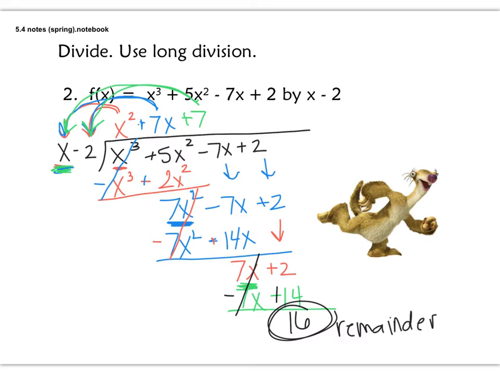So our remainder, do not use the giant R. We just add on our remainder. So plus 16 over whatever it was you were dividing by, which is x minus 2. There we go. So if I would ask you, is x minus 2 a factor of the original problem? The answer is no. It's not a factor because it had a remainder. It did not divide nicely.